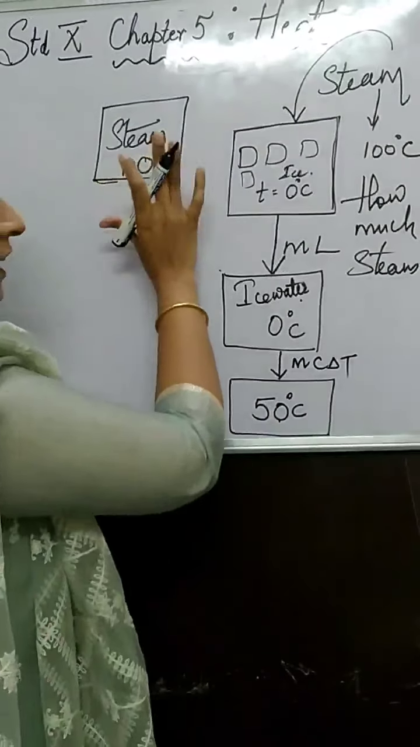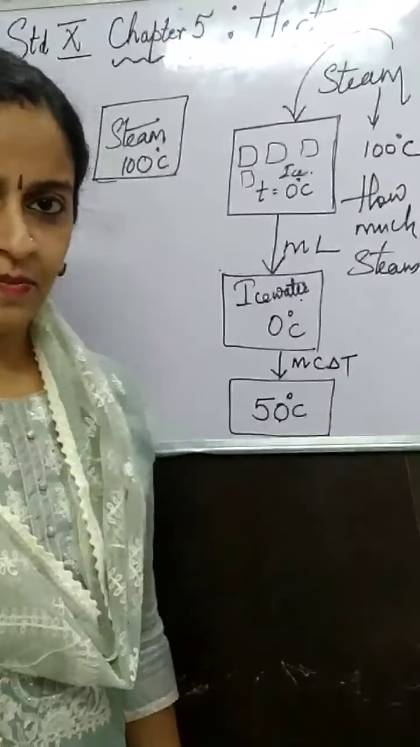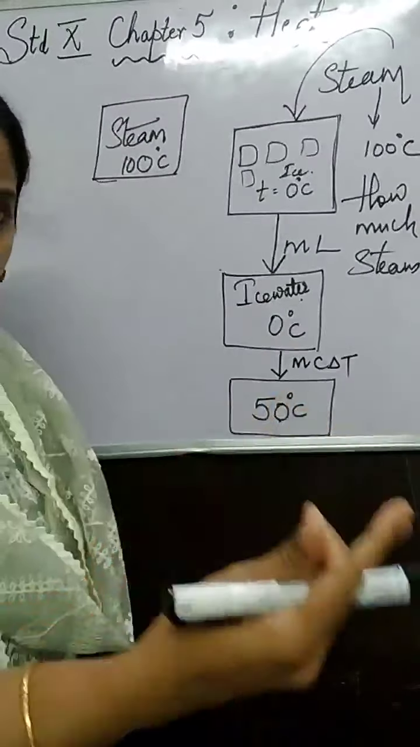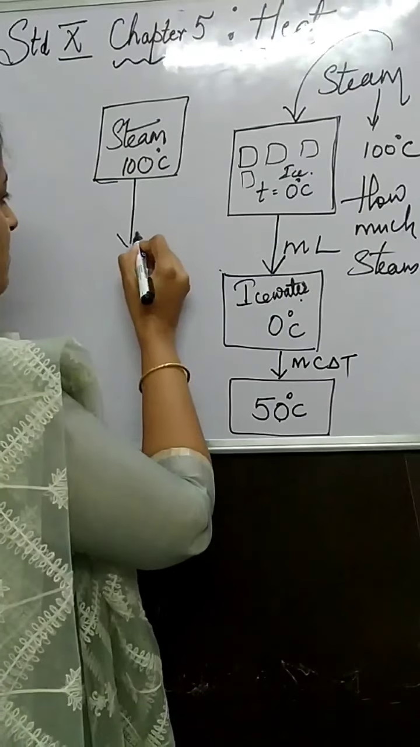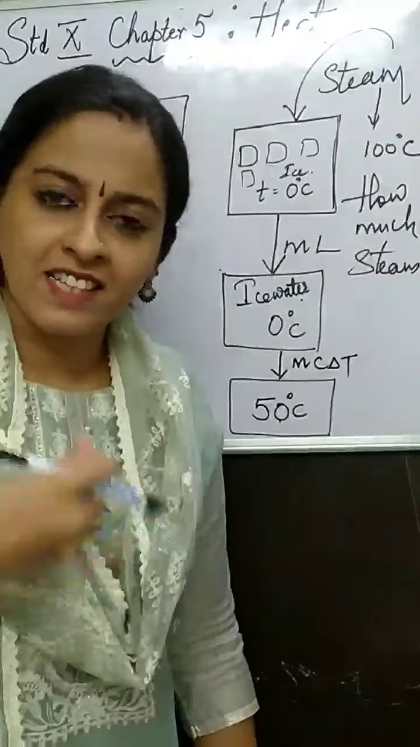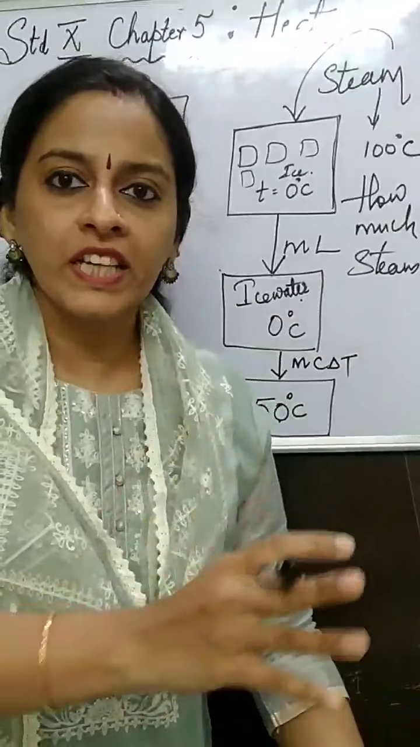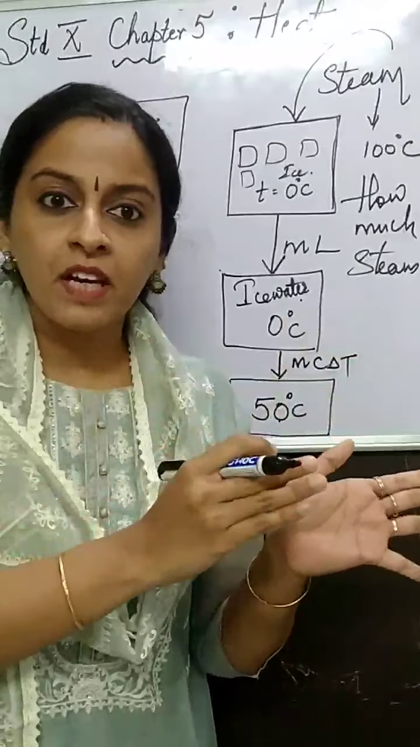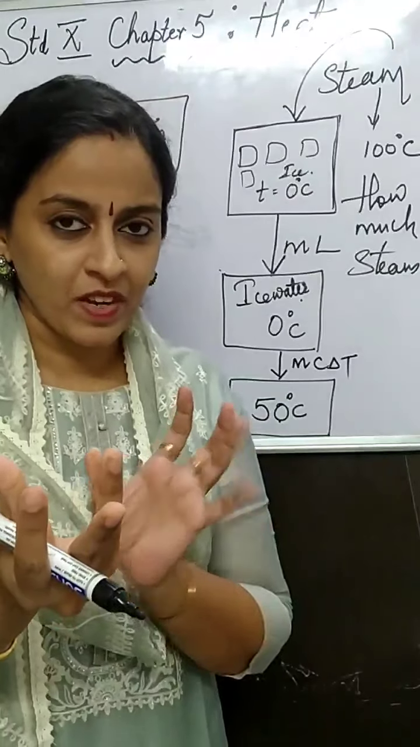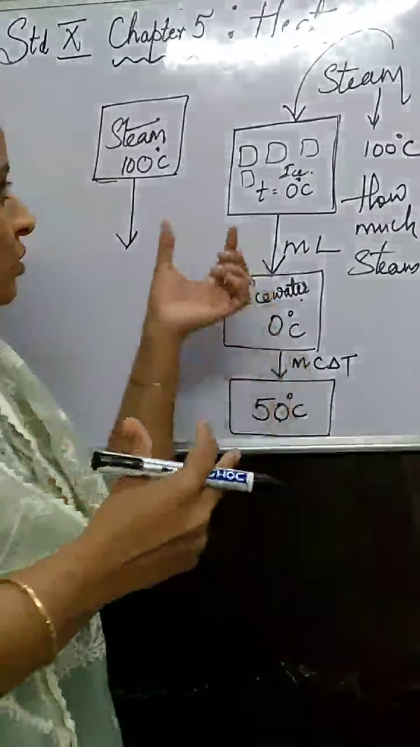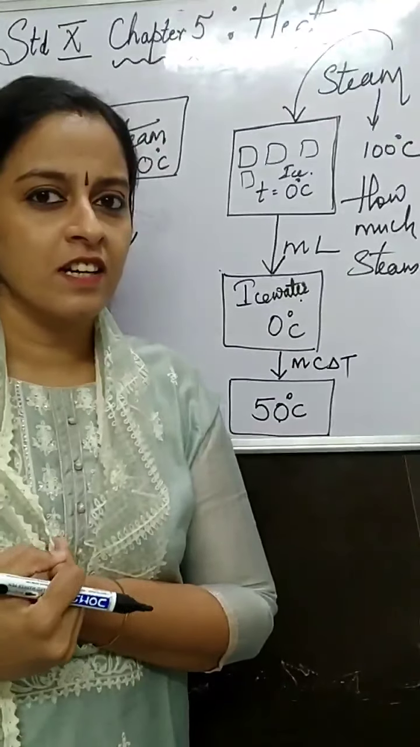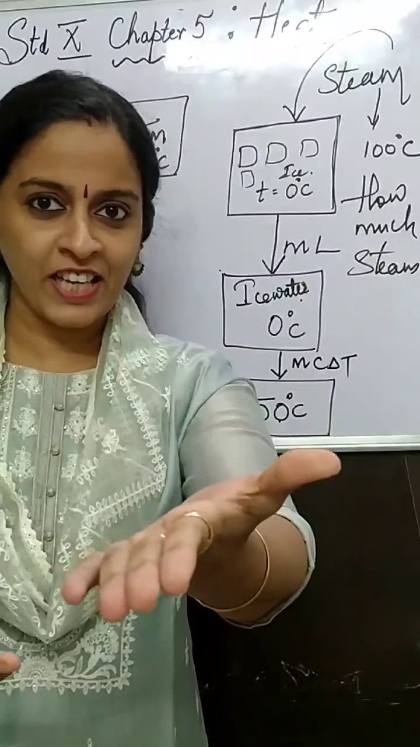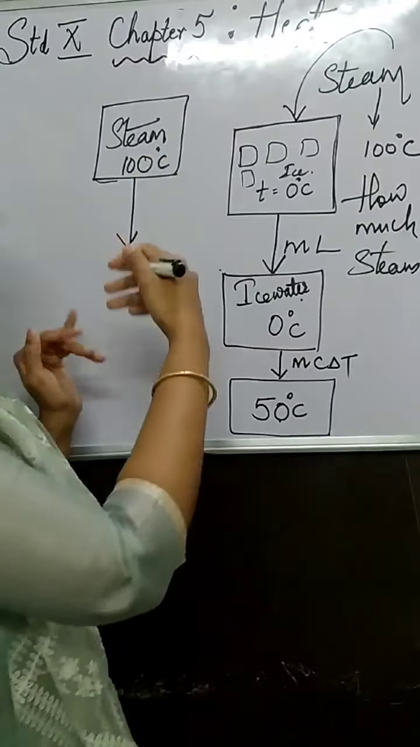So we have steam of 100 degrees Celsius. We put it in ice. What will happen? With the help of the steam, 100 degrees Celsius steam, the ice will melt. Okay. Now when the ice melts, the steam is giving its heat, no? It is giving heat. So will the temperature of the steam increase or decrease? Common sense. Steam is with ice. Ice is cold. Steam will give heat to ice. So the temperature of steam will increase or decrease? Decrease, no? So the temperature of steam will decrease.